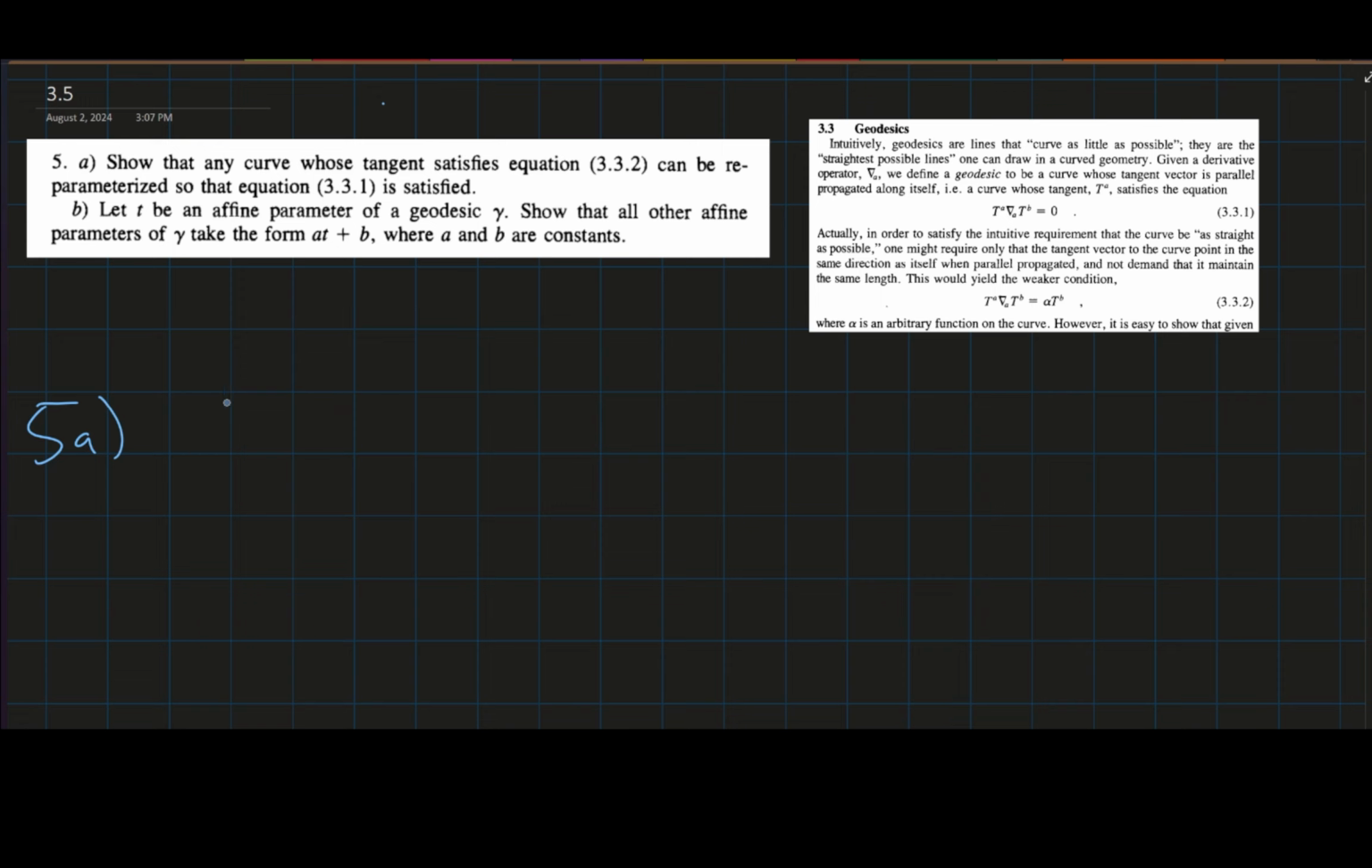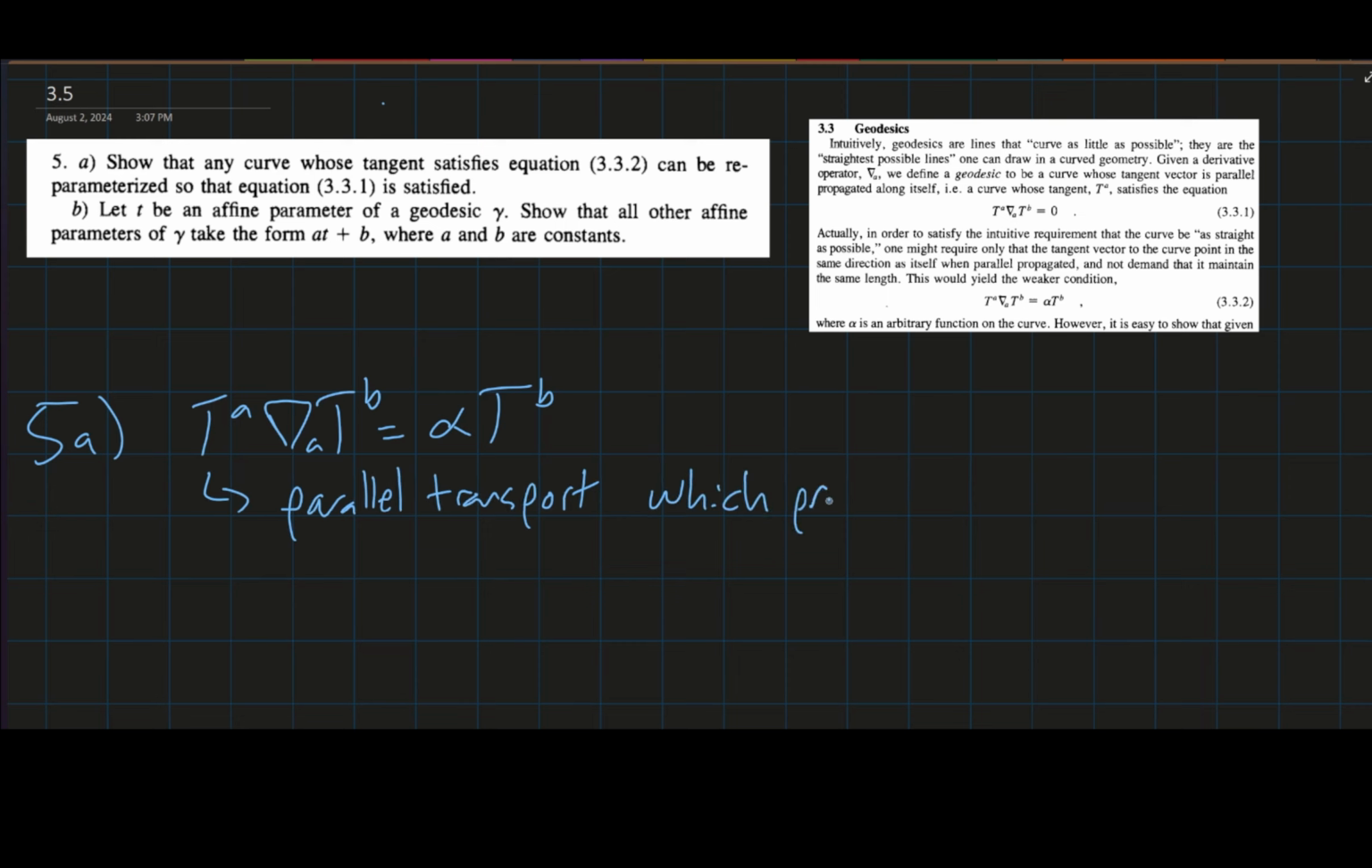So basically what he's saying is that we can take as a given that T^A nabla_A T^B is alpha T^B. So this is an equation for parallel transport, which preserves direction, not necessarily length.